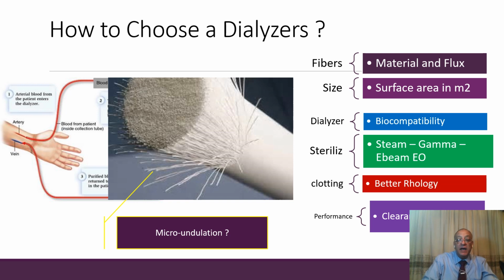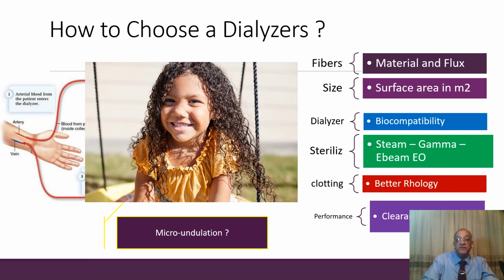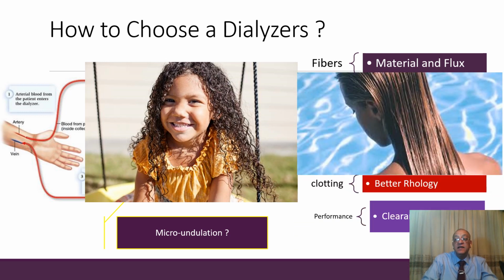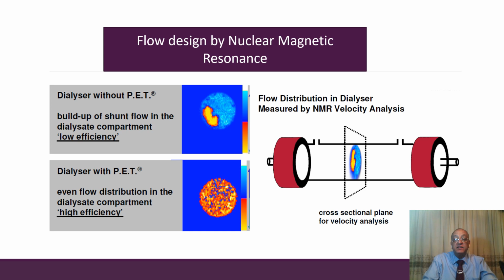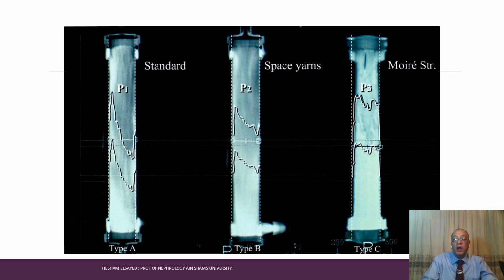You have a different microundulation technology, like this very nice one, where the curling of the fibers, when swimming in the pool, will not have dead spaces, other than these straight fibers that make a lot of dead spaces between blood and dialysate. Another technology is the performance enhancing technology, where a spacer yarn is used, and spacer yarn increases the clearance as well and could be measured by flow design, where the spacer yarn or the microundulation improve the blood flow to dialysate matching rather than the standard type.